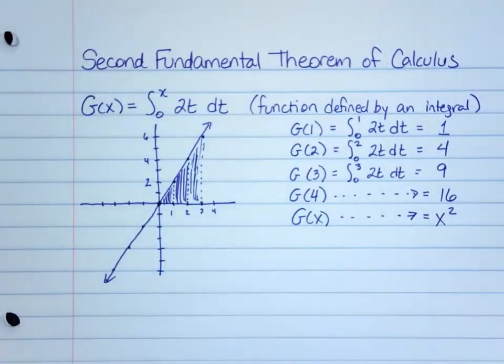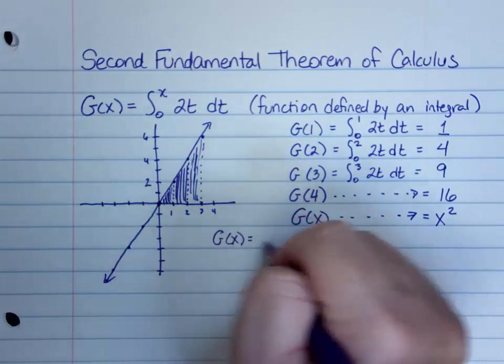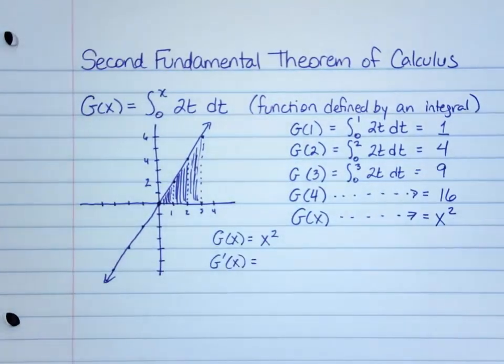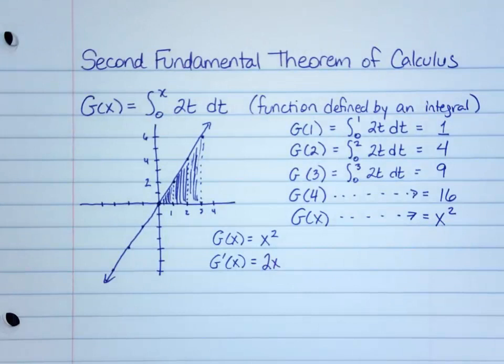Okay. Now, what's even more interesting is if you take this function G, which is X squared, and you take its derivative, what do you get? You get 2x. What was the line that we drew to find the area in the first place? 2t, which is really the same thing as 2x. So even though the function was an integral, it created an equation, and if I take the derivative of that equation, I'm right back where I started.